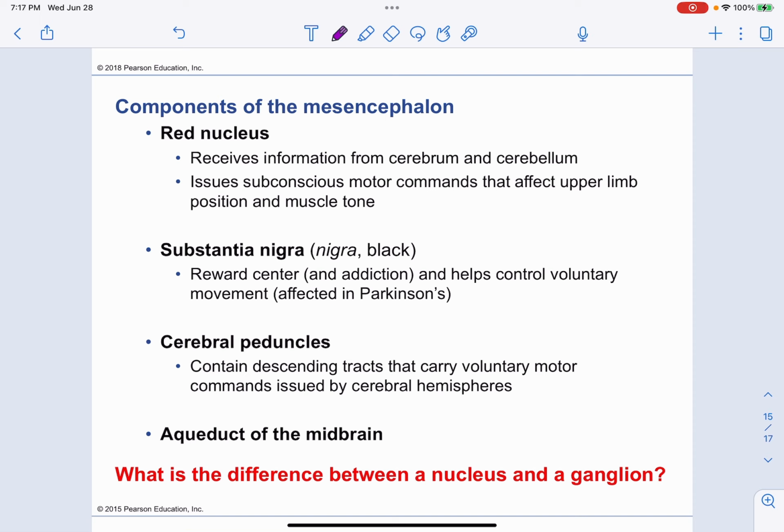All right, so we talked about the red nucleus, the substantia nigra. We talked about the cerebral peduncles. We mentioned, and we've gone over, the aqueduct of the midbrain several times in several lectures. This is also a gentle reminder that in the central nervous system, a cluster of neuron cell bodies, or soma, is called a nucleus. It is called a ganglion in the peripheral nervous system.